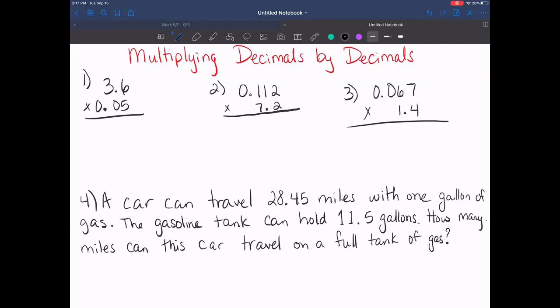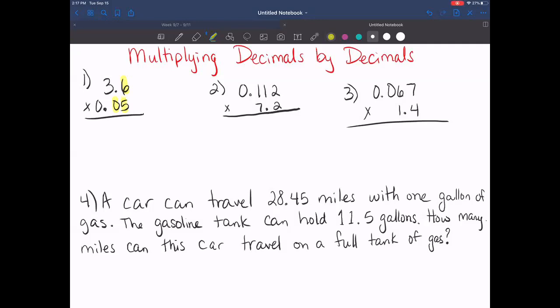So for this first one, go ahead and tell me how many times I'll have to move my decimal point at the end. Two times. One time, zero times, three times. So remember, we have to count in the whole problem. One, two, three. So we have to move our decimal three spots, okay?